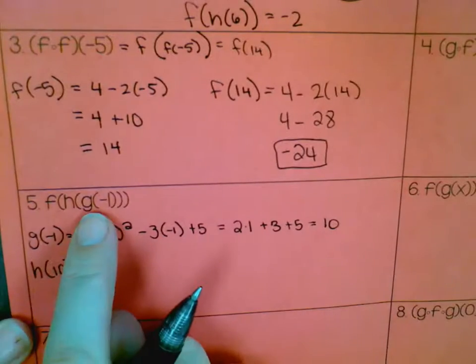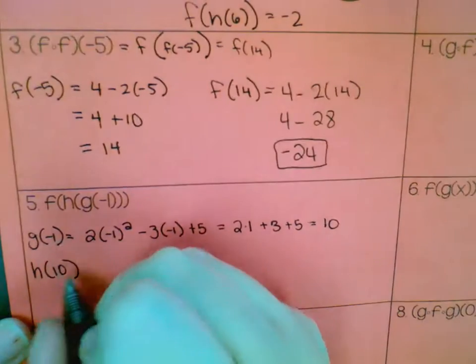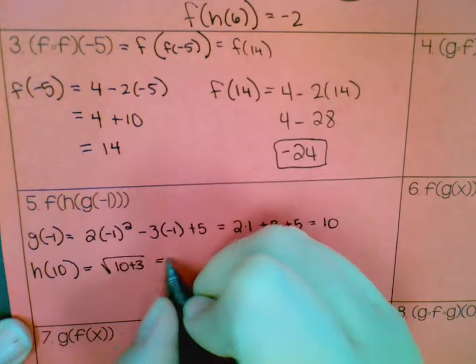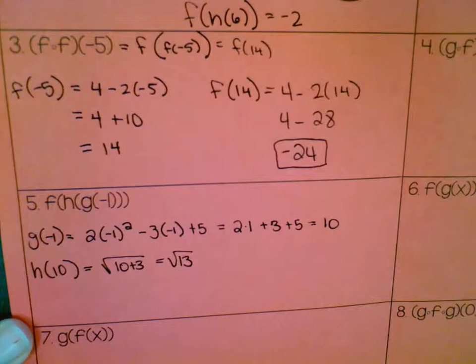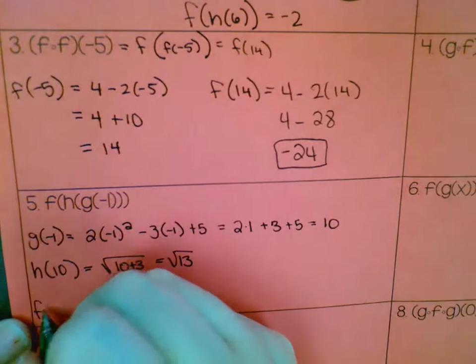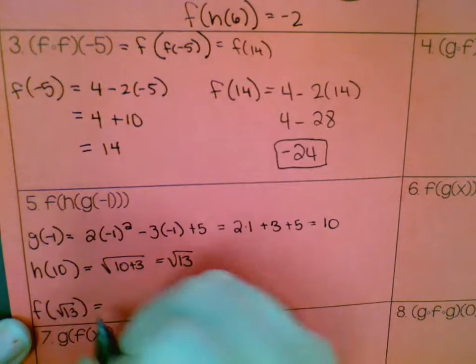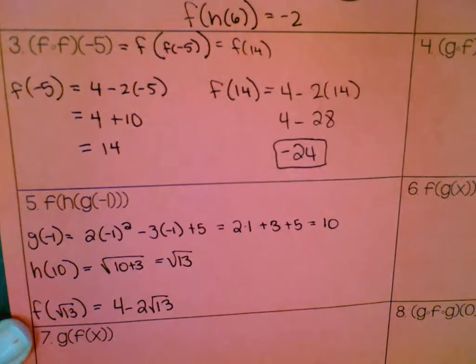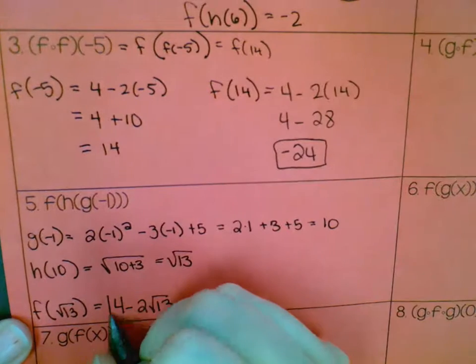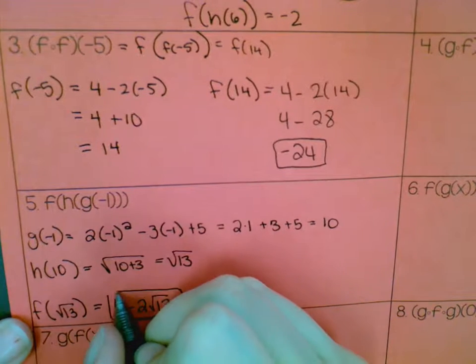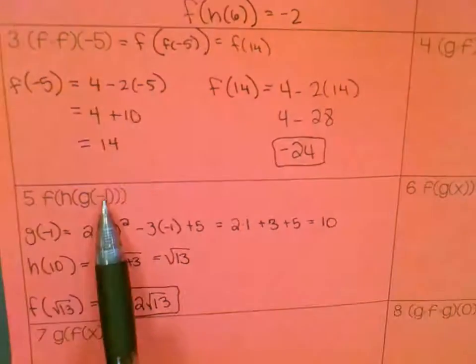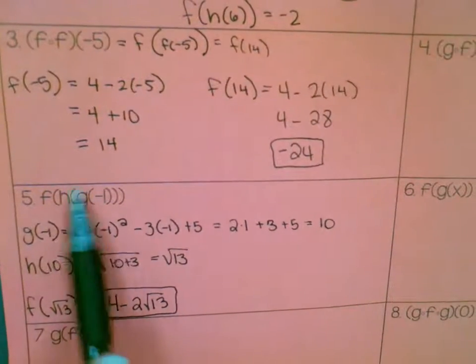Now we'll do h of 10. We're working our way out, so the next one is h of what we get from here. h of 10 will be the square root of 10 plus 3, so that's the square root of 13. Now f of the square root of 13 would be 4 minus 2 times the square root of 13, so that would be it. Just work your way out, and keep your parentheses. Plug this into g, that into h, that into f. Okay?